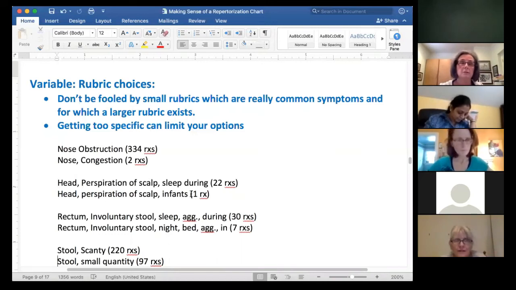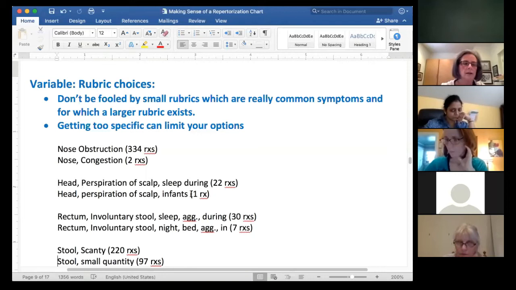And so the appropriate rubric is nose obstruction, which is 334 remedies, which is a very common symptom, which we would expect to have a large set of remedies for that rubric. So you have to be careful and think about, when you come across a small rubric, is this a small rubric because it's a common symptom, because it's very important? There are lots of those in the repertory. You'll come across them all the time.